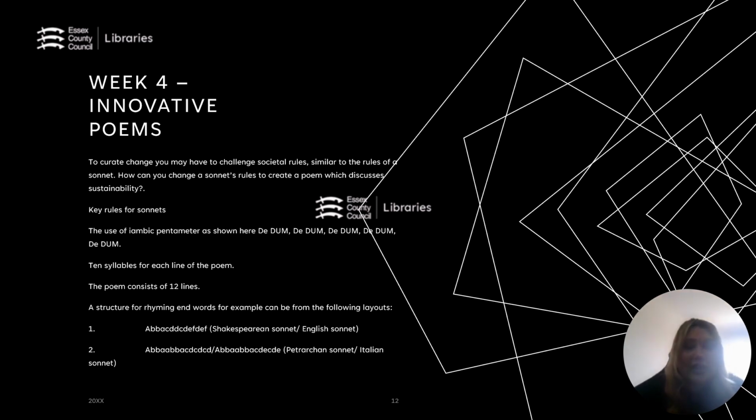So to create change you may have to challenge societal rules, similar to the rules of a sonnet. So how can you change a sonnet's rules to create a poem which discusses sustainability?